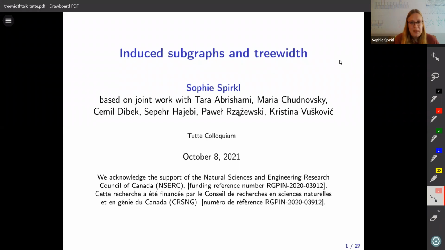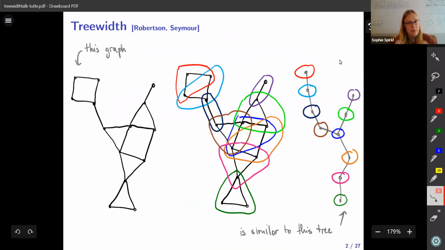So let me start by showing you a picture of what treewidth is, and I will tell you the truth behind it on the next slide. But just so that you have something in mind when you see the definition on the next slide, treewidth is a graph parameter, and it is some measure of the complexity of a graph that played a very fundamental role in the graph minors project of Robertson and Seymour. And in the very loosest terms, it means how much a graph is like a tree.